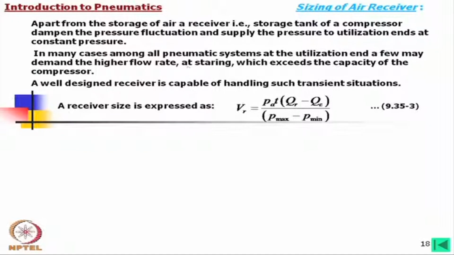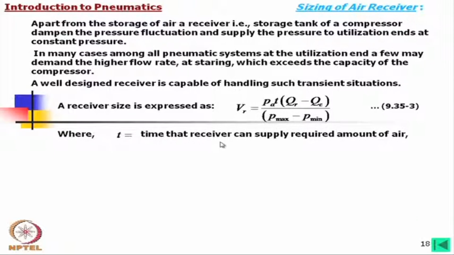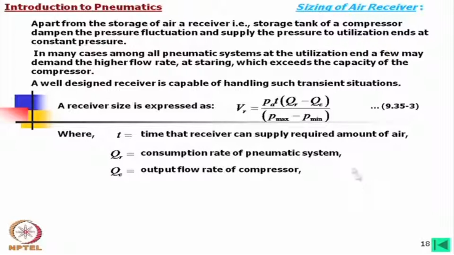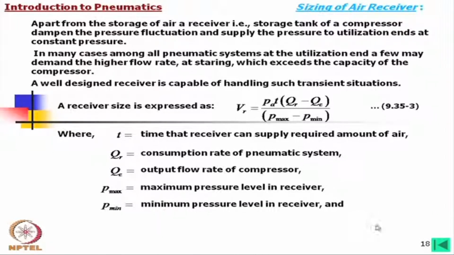That means, from time to time we need more excess air to flow. A reservoir size is expressed. Depending on the plant, we have to find out the reservoir size. This is expressed by this formula, where T is the time that the receiver can supply the required amount of air, QR is the consumption rate of the pneumatic system, QC is the output flow rate of the compressor, P max is the maximum pressure level in the receiver, P min is the minimum pressure level in the receiver, and VR is the receiver size.